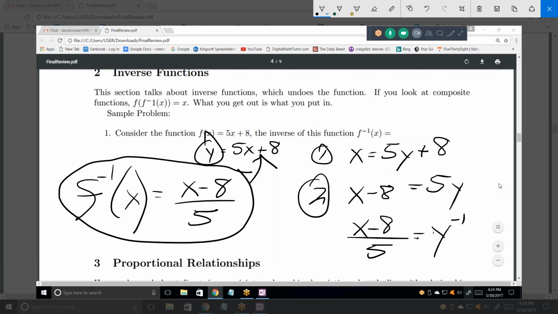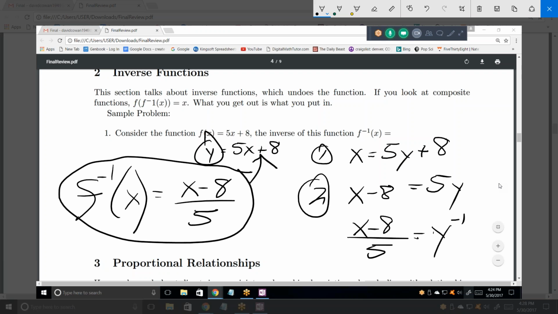Don't guess. They're too hard to guess because a lot of times they don't really resemble the original function at all. You have to do it step by step. Just remember, switch the variables and solve for y. Now, in reality, you can do those 2 steps in either order. You can solve for x and then switch the variables. That'll give you the same answer.